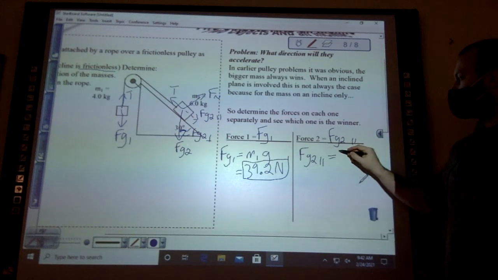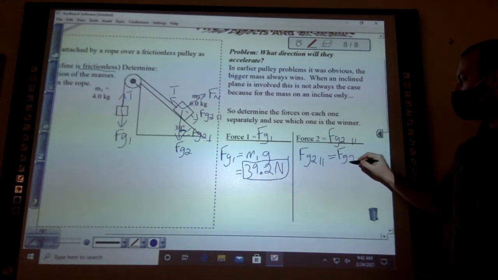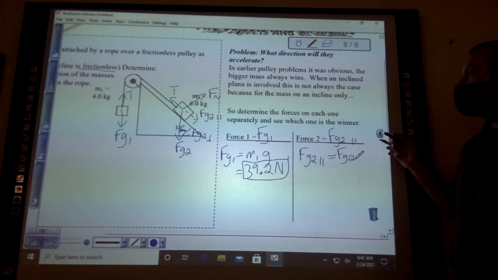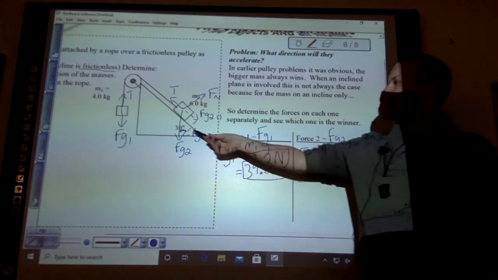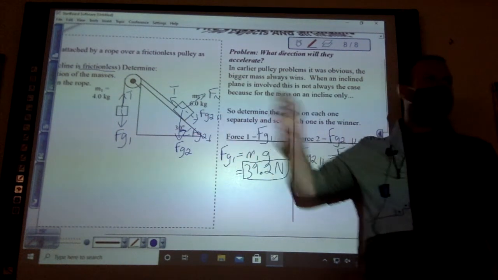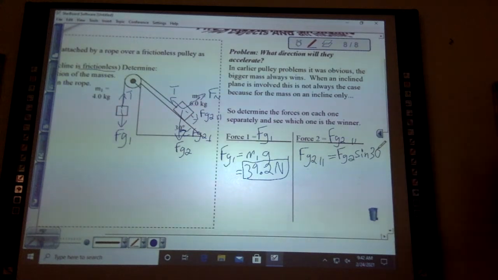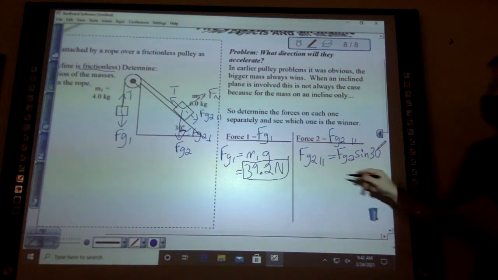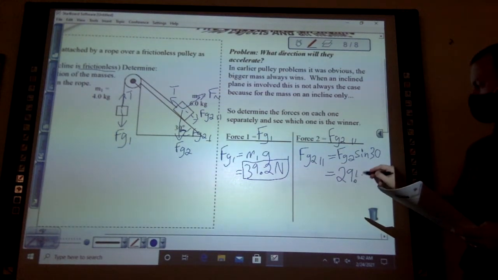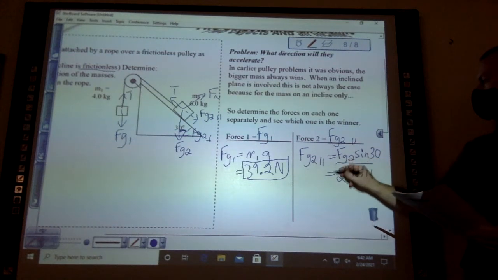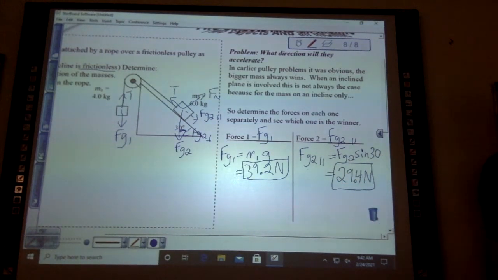So this is FG2 times, what do we want? Sine 30, because the opposite side of this angle is FG2 parallel. Just from SOHCAHTOA. So plugging those numbers in, we get this. Yes, Marwan?